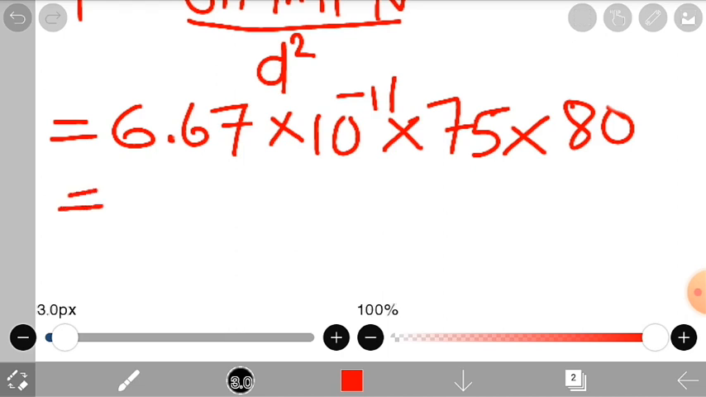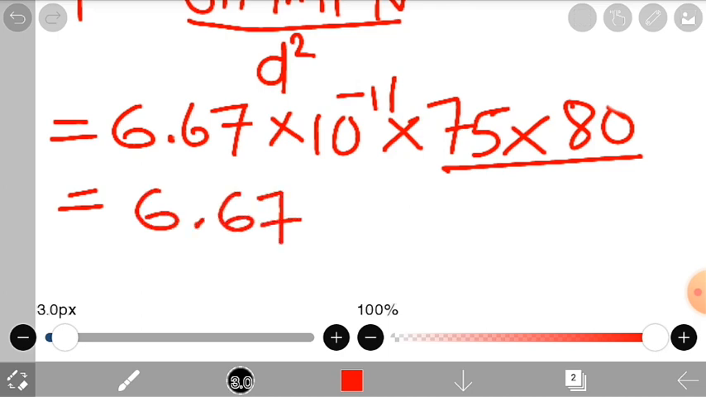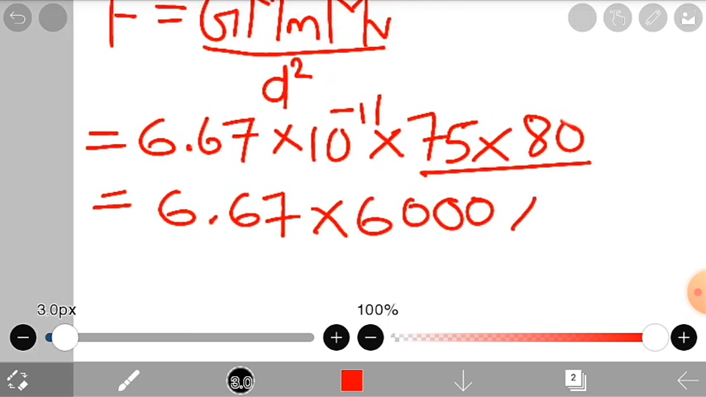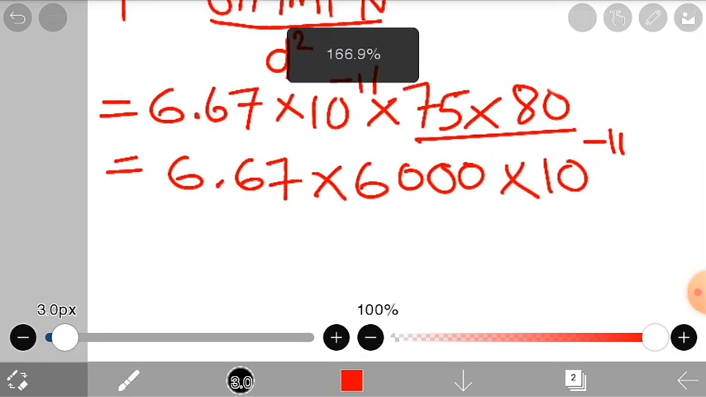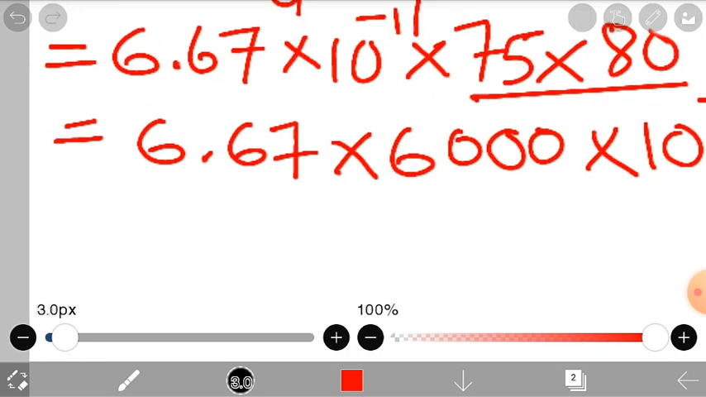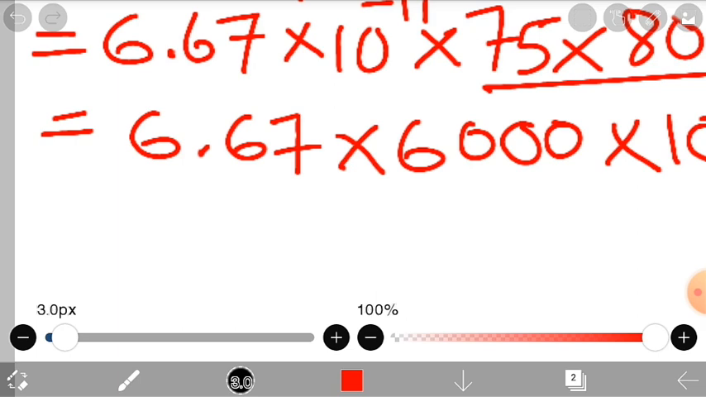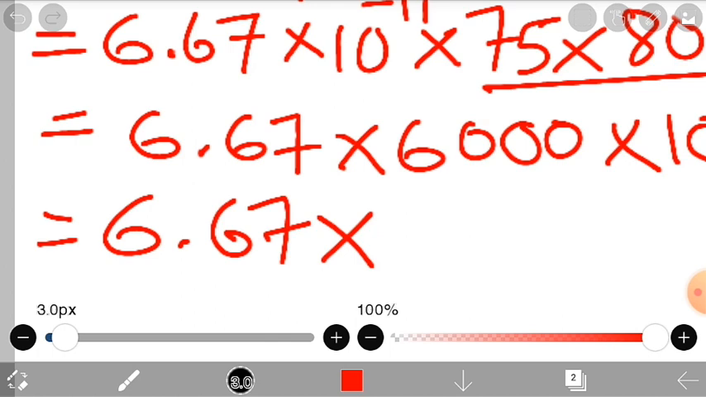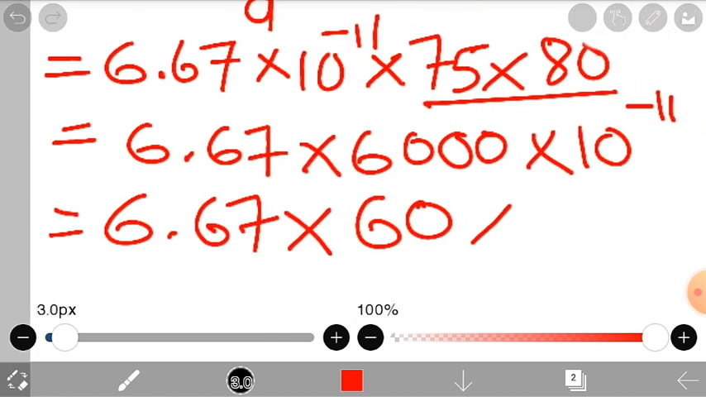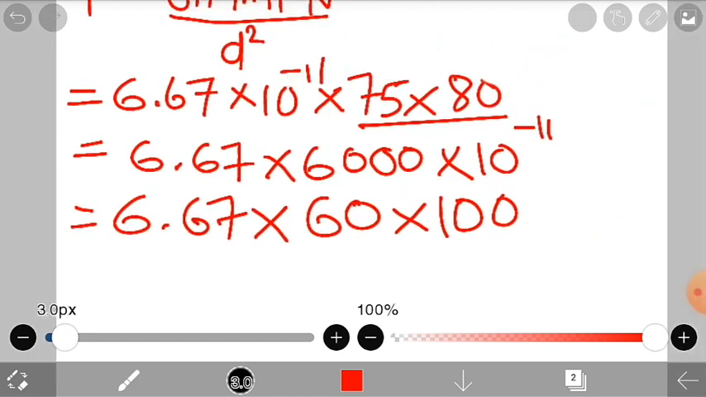So when we multiply 75 into 80, we get 6000. So we can write here 6.67 into 6000 into 10 raised to minus 11. Can we write the 6000 as 60 into 100? Absolutely we can, and therefore we can write 6.67 into 60 into 100 into 10 raised to minus 11.